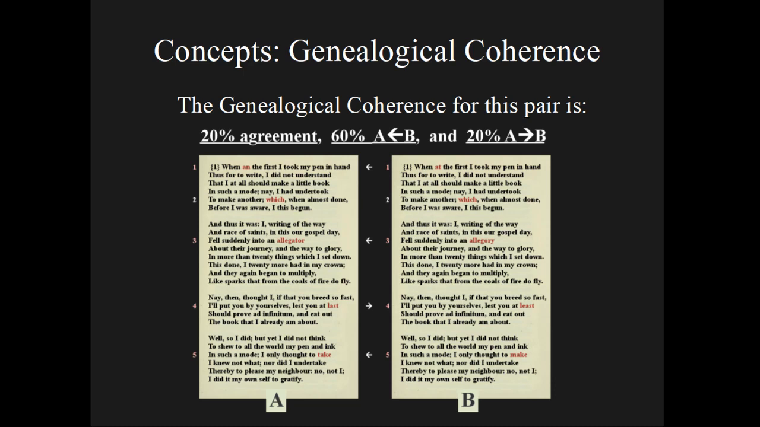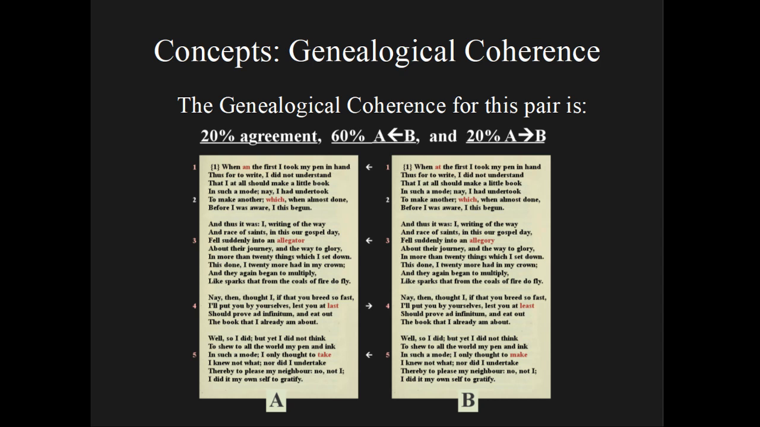So they may have even been wrong, say, on number 4. Maybe the original reading was least instead of last. And so, because it's 60% going from B to A, B is still considered the earlier witness, the earlier text witness. And so more weight will be given to B, basically. But anyway, let's go on to the next concept.